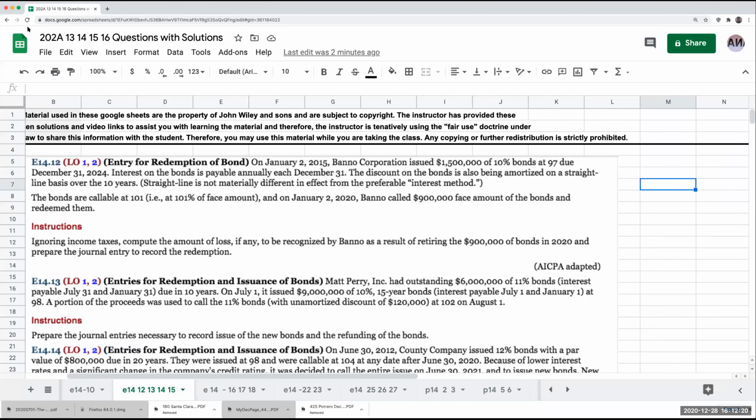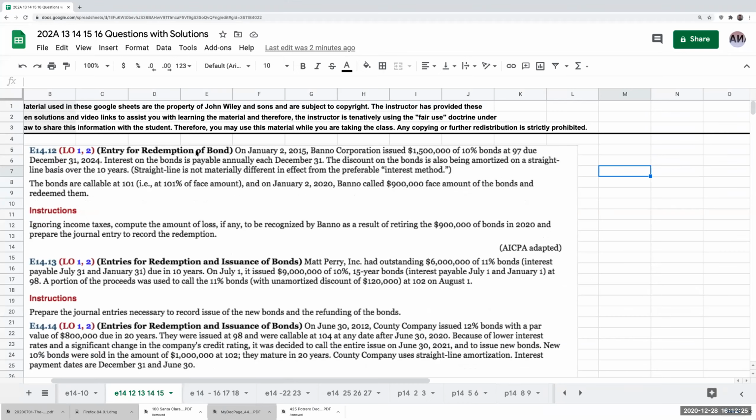Okay, so here we'll take a look at exercise 14-12, entry for redemption of bond. On January 2nd, 2015, Banno Corporation issued $1.5 million of 10% bonds at 97 due December 31st, 2024. Interest on the bonds is payable annually each December 31st. The discount on the bonds is also being amortized on a straight line basis over 10 years. Straight line is not materially different from the preferable interest method.